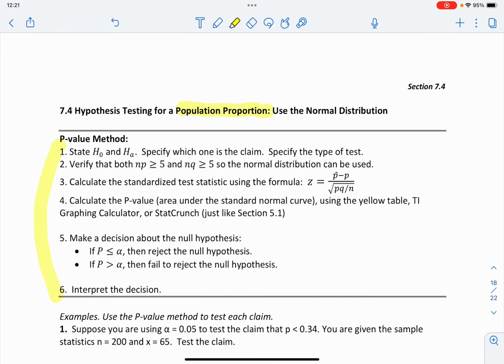The one thing, or the few things that are new: the verification step, we'll have to verify these little formulas are true. That is similar to 6.3 when we were doing confidence intervals. And then we've got a new formula, so we'll have to use that. But notice it's a z, so we're still going to use the standard normal distribution. Once you get the z, steps 4, 5, and 6 are all the same as 7.2. So there's nothing new there, which is nice. Let's give it a try, and we'll run through the steps and see how it goes.